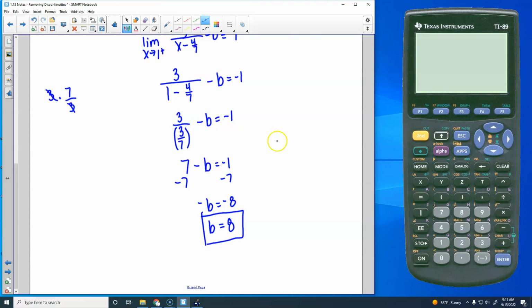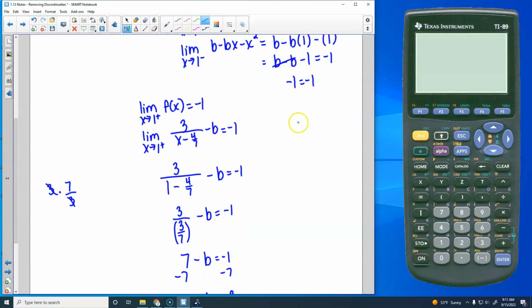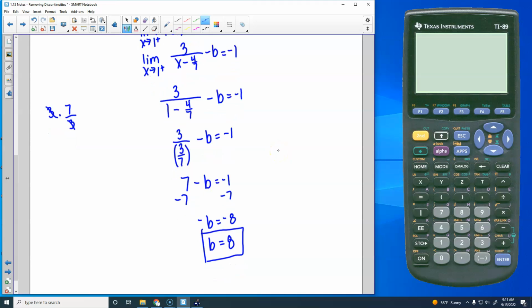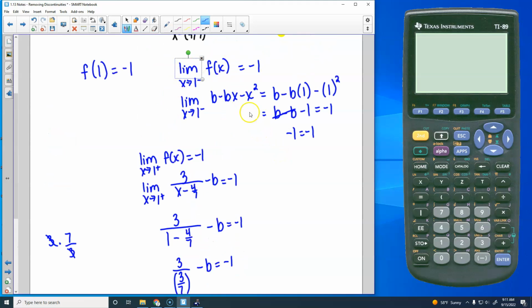I also could have done this just by setting the limit from left and right equal to each other, although I would need to make sure that that limit equals -1, because if it doesn't, then you're not continuous at that point anyway. Yes? Because up here when I did this from the left, I got that my b's canceled out, and I just got like -1 equals -1. So that means all real numbers. When you get a true statement like this, this is all real numbers.